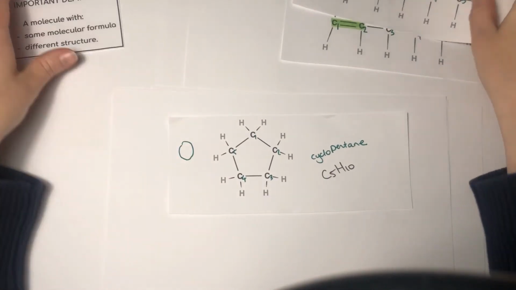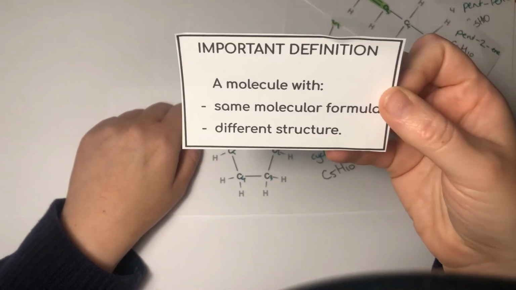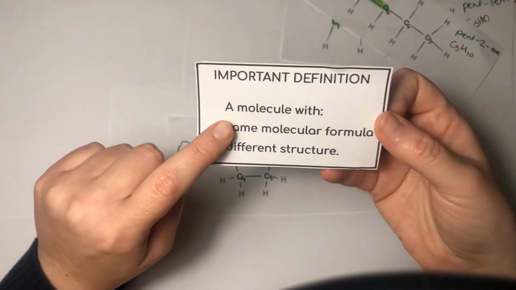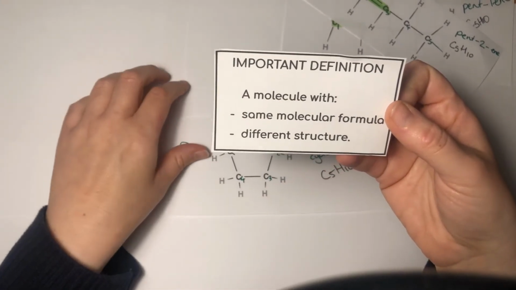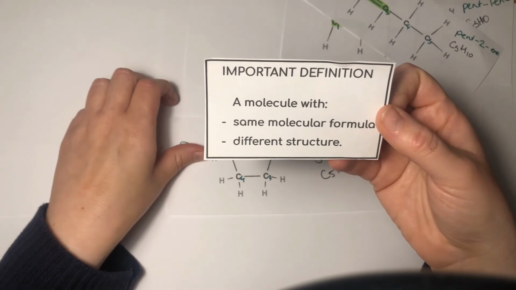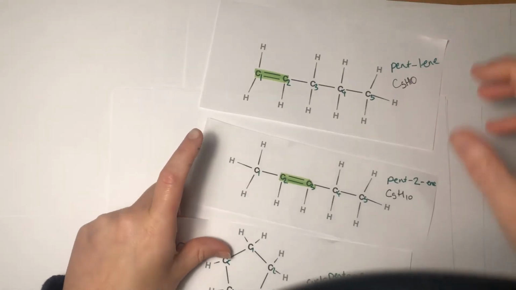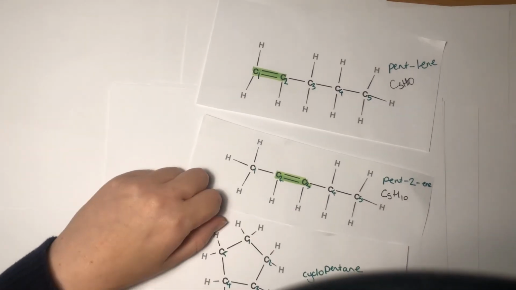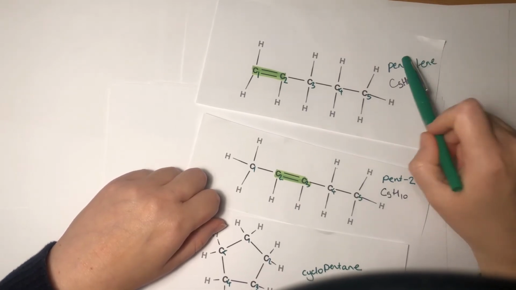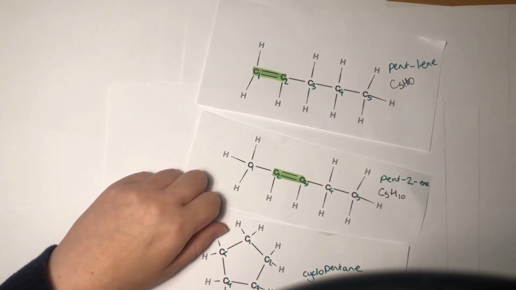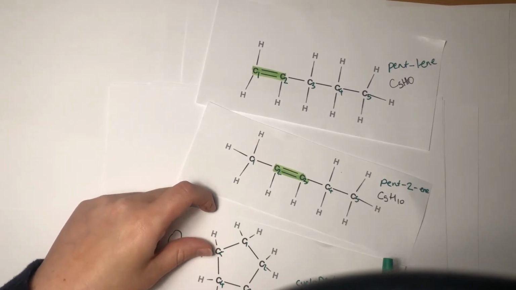Okay, so, right, a molecule, same molecular formula. Tick, we can put a tick next to that. Different structure, yes, we can put a tick next to that as well. So it's got same molecular formula, different structure. These molecules are the isomers of C5H10. So we've got pent-1-ene, pent-2-ene, cyclopentane. So that's four isomers of alkenes.